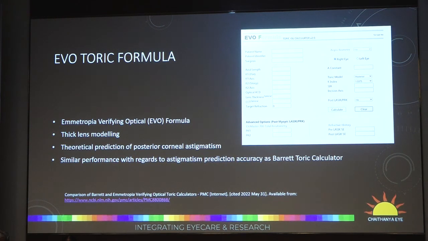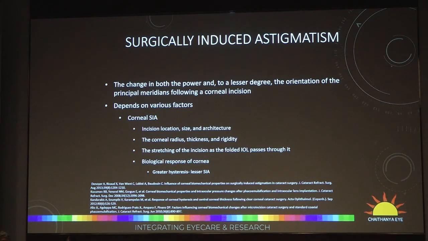Evotoric formula, that is the emmetropic verifying optical formula, is the latest one. It uses the thick lens modeling and theoretical prediction of the posterior corneal astigmatism, and its performance, according to some studies, has been found to be similar in accuracy to the Barrett toric calculator.